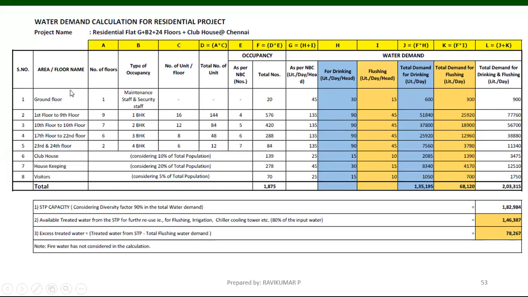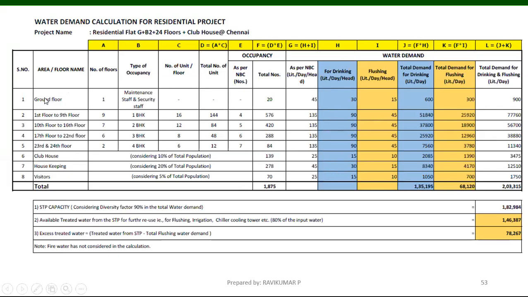For every project, you must consider the visitors. If you are designing for an office building or a factory building, there also visitors will be there. The visitors also use our water and the toilet, that's why you have to consider visitors, and housekeeping also, for an office building, factory or residential building. The clubhouse is not mandatory for all other projects. You have to check your project description clearly, then only you can design.